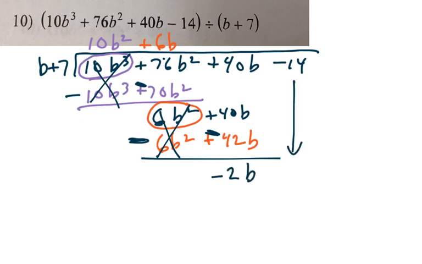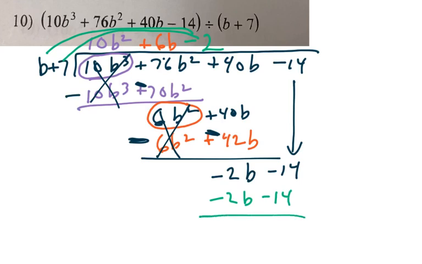All I need to do now is bring down my minus 14. And one more time here, I'm going to times by negative 2, because that right there is going to give me negative 2b. That right there is going to give me negative 14. Ooh, we got a cool problem here, guys. So notice when we subtract, this becomes a plus, this becomes a plus. I get 0 b's and 0 for my number. In other words, I just get a 0, right? I got a 0 remainder.